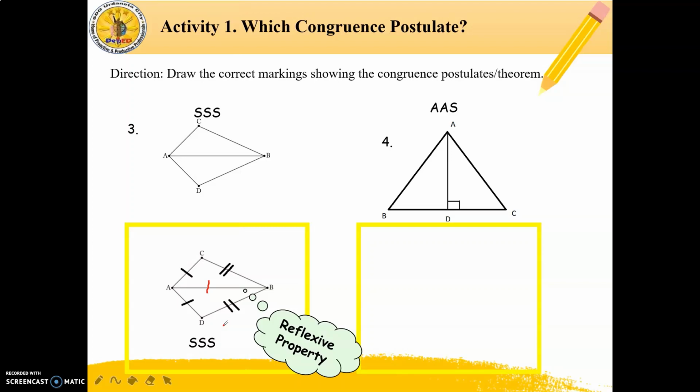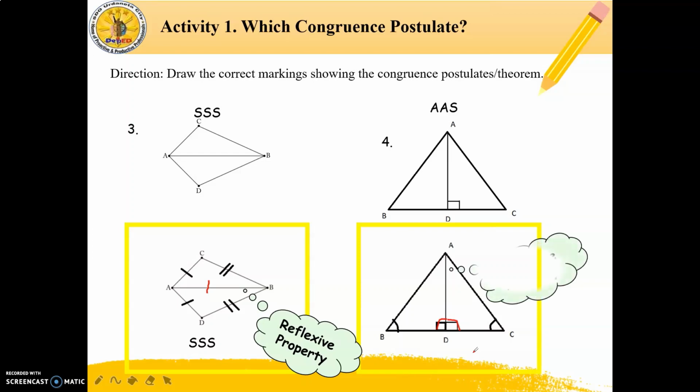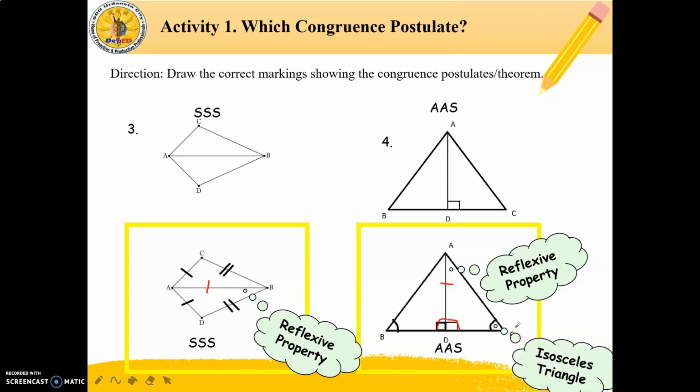For the last figure, we have to draw the correct markings to show that the two triangles are congruent using angle-angle side congruence. So we just have to mark two angles and non-included side congruent. Now, since from the given, this angle shows perpendicularity, or a right angle, and since the two triangles form a straight line, the other angle also measures 90 degrees. And through reflexive property, since the two triangles share the same side, we now prove that the two triangles are congruent using the angle-angle side.